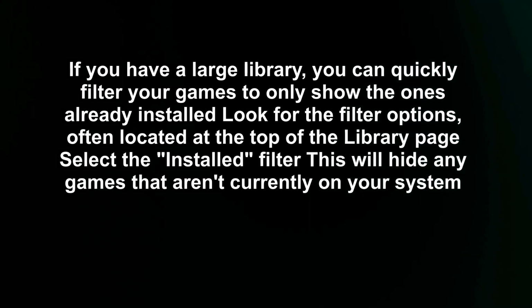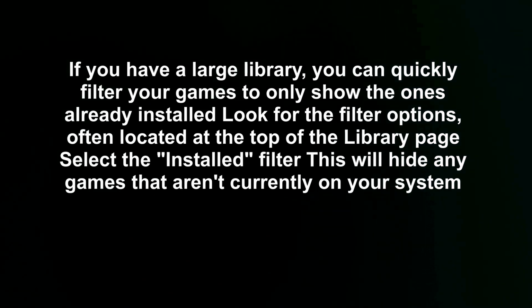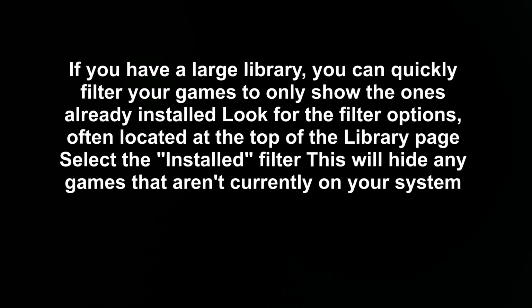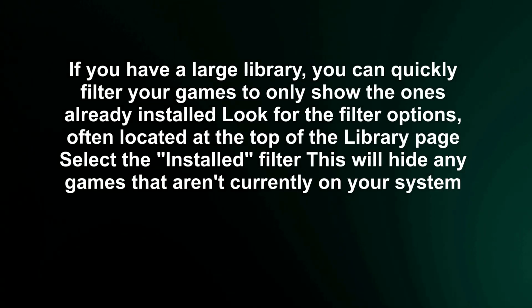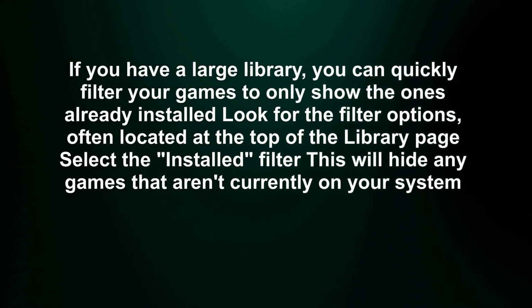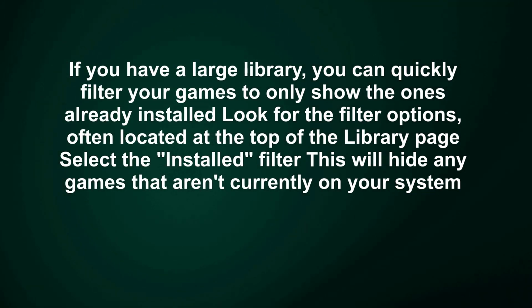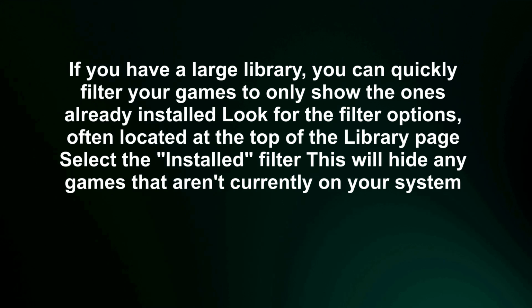If you have a large library, you can quickly filter your games to only show the ones already installed. Look for the filter options, often located at the top of the library page. Select the installed filter. This will hide any games that aren't currently on your system.